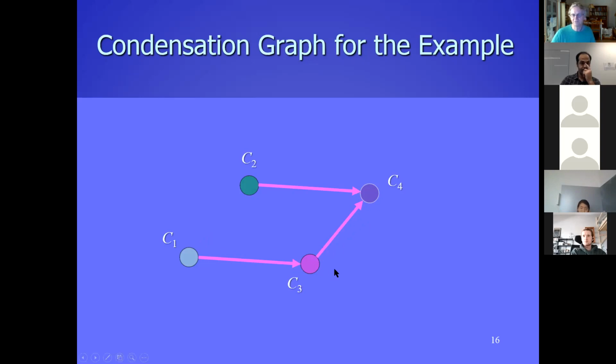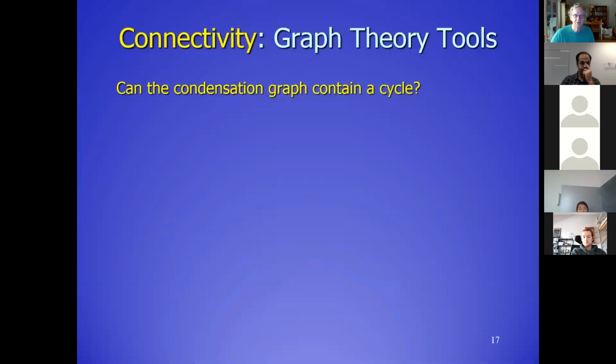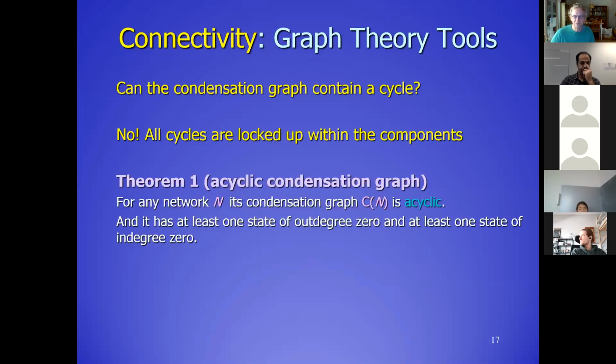What I already suggested earlier, that you cannot have cycles at this level anymore, because otherwise it would become one strongly connected component. So that means this is an acyclic graph, and these are a bit easier to handle than general cyclic graphs. And that's what we exploit here now. So no cycle, all cycles are locked up in the components.